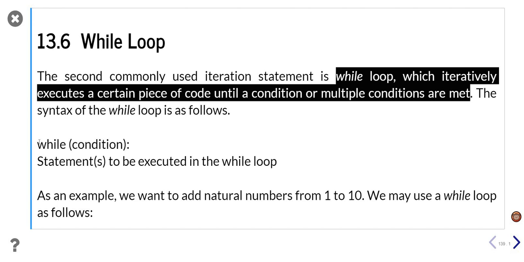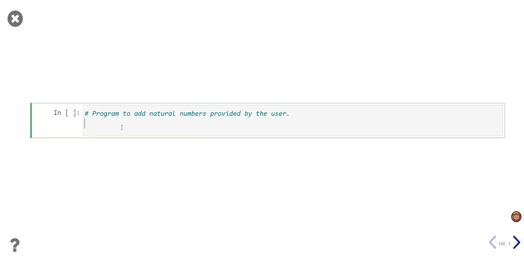For the while loop, the syntax is you define the while, and then in the bracket you need to define what is the condition. So this is the syntax. What you have to take note of is the syntax. Let's say we want to add natural numbers from 1 to 10, we may use a while loop as follows. So you can write a program to add natural numbers.